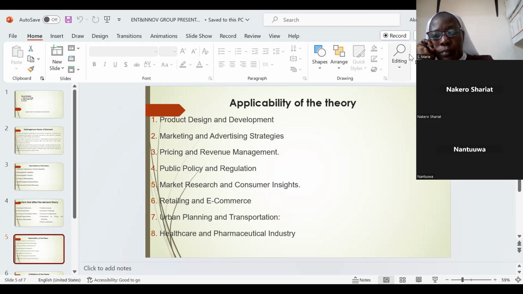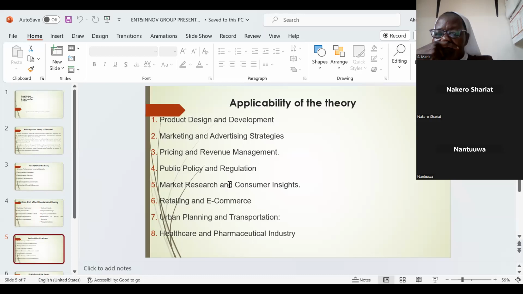Thank you, Agnes. I'm going to present the applicability of the theory. Number one, it helps in product design and development. By incorporating insights from consumer heterogeneity, firms can innovate products with varied features, designs, and functionalities to cater to different market segments effectively. Then secondly, it's applied in marketing and advertising.